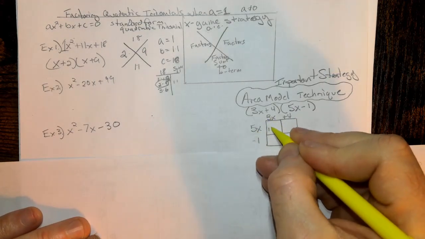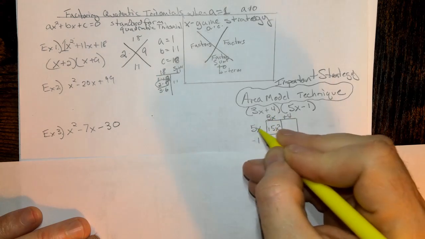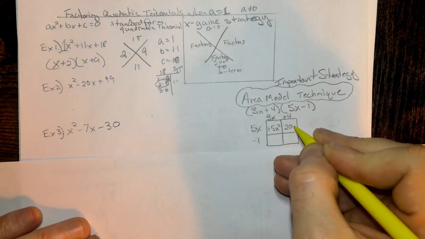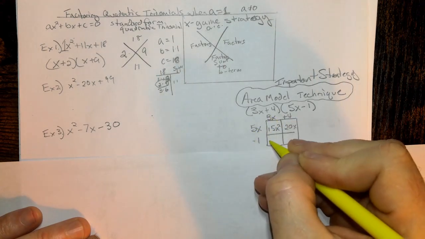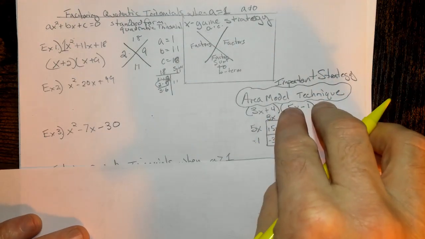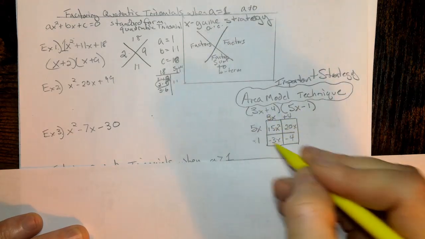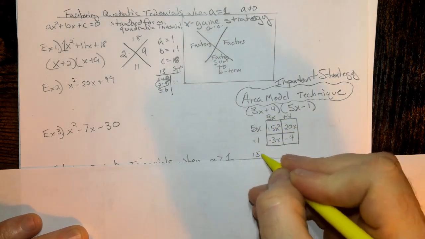But 5 times 3 is 15, x times x is x squared, so the products of the two numbers go in the box. Same here, I would get 20x, here I would get minus 3x, and here I would get minus 4. So the product of these two binomials are these four numbers, or the sum of those four terms.